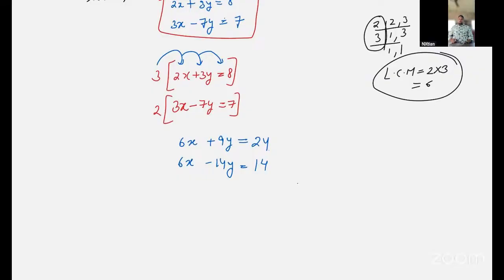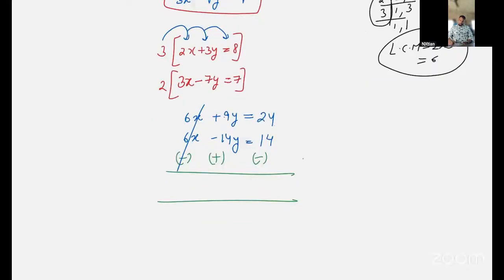Yes, David. So now what we have to do, David? Minus 6x and minus 6x. Because they have the same sign, we have to make the signs differ. So this will become minus, this will become plus, and this will become minus. So what will the answer be? 6x minus 6x will be 0. Now plus 9y minus plus 14y. What is the answer? Minus 5y.